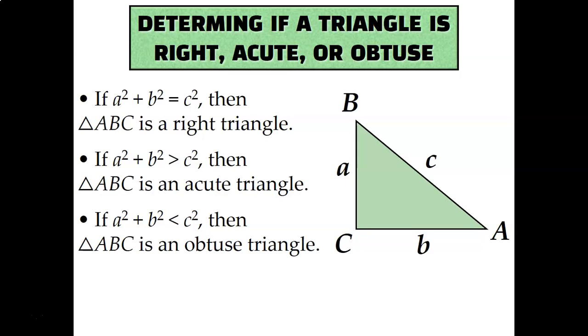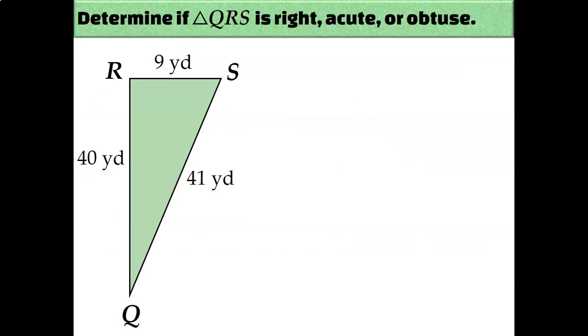But if a squared plus b squared is greater than c squared, then it's an acute triangle. Now c we typically think of as being the hypotenuse, but in this situation, since we don't know whether it's a right triangle or not, we can't actually call it the hypotenuse. C instead at this point would just be the longest side, and a and b are the shortest side and the middle side. So if the sum of the squares of the two smaller sides is greater than the square of the longest side, then it's an acute triangle. And if a squared plus b squared is less than c squared, then it must be an obtuse triangle. So let's take a look at a few examples.